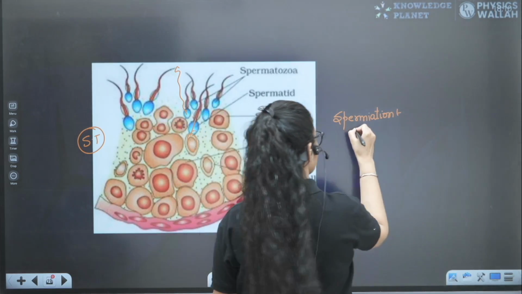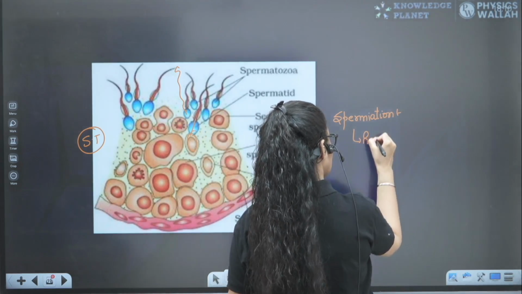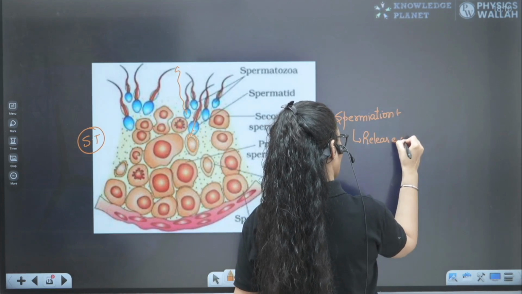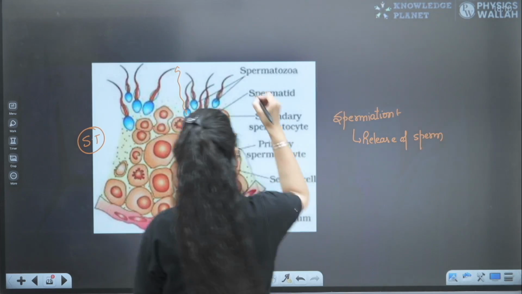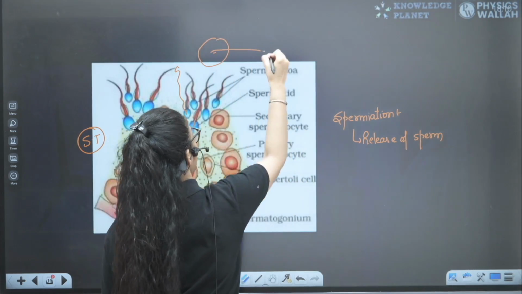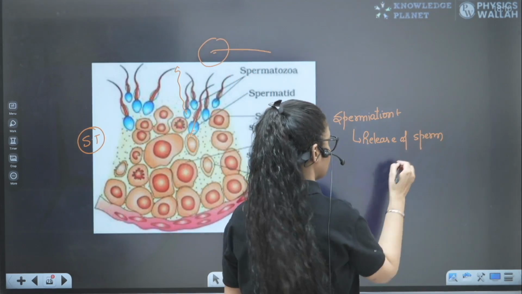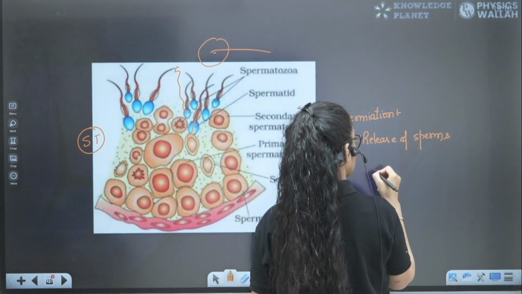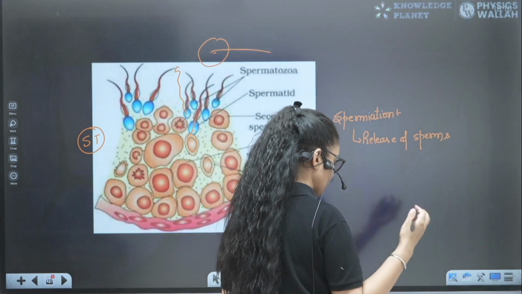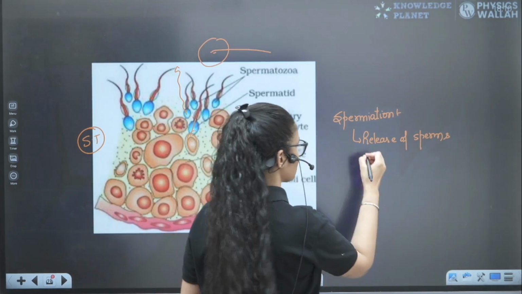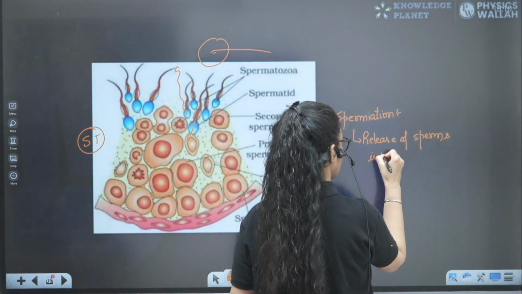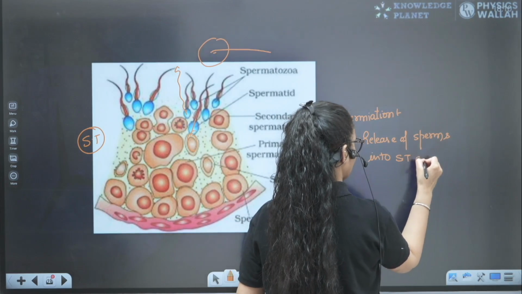So spermiation means release of sperm, either into the cavity of the seminiferous tubule or out of it. It is the release of sperms after development. It is now not embedded in the Sertoli cell. So it is the release of sperm into the seminiferous tubule cavity.